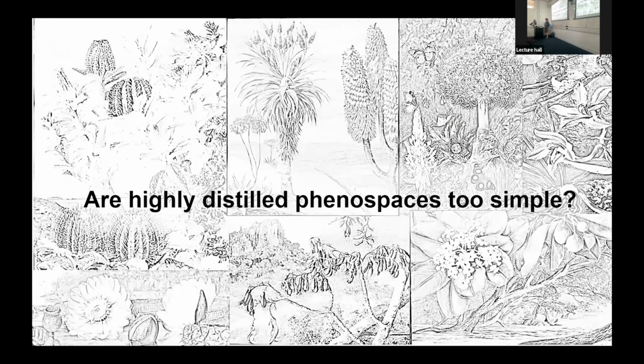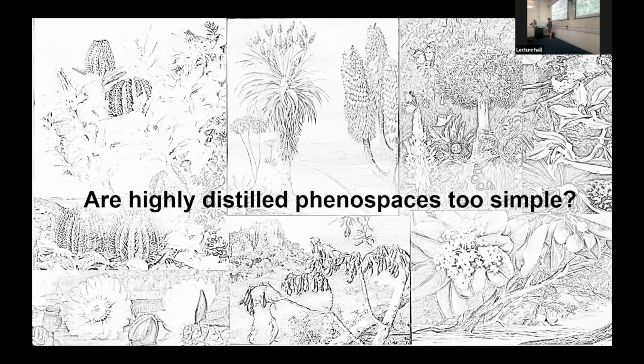Another reason by which these highly distilled phenospaces can be accused of being too simple is because they typically involve very few dimensions. So the question here is whether a brutal splatter onto 2 dimensions does justice to the variety of life on Earth? And the short answer is again, no.